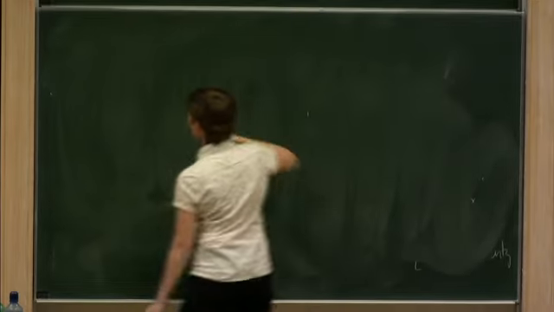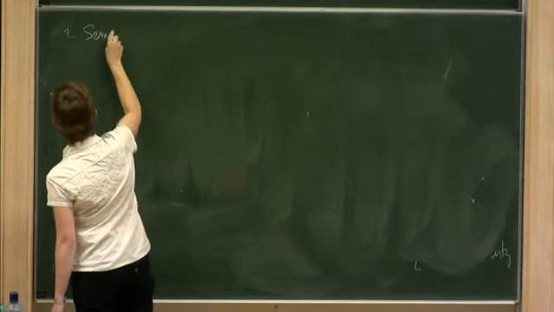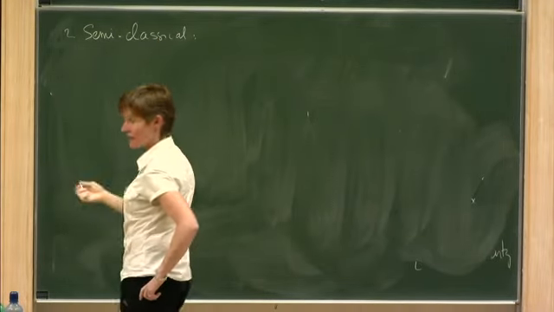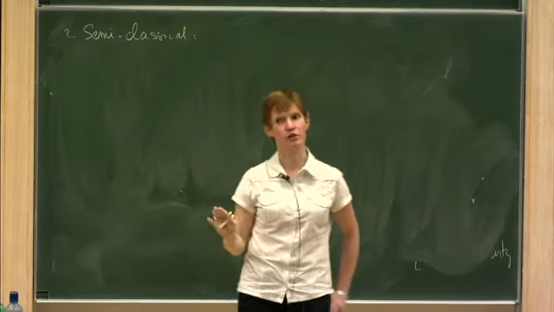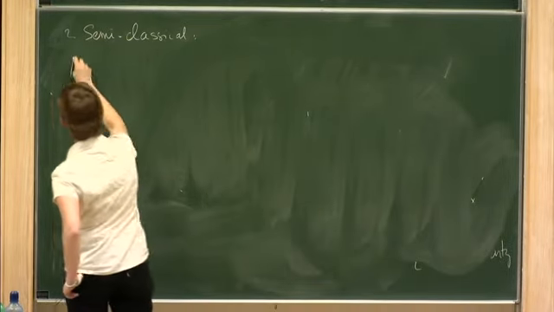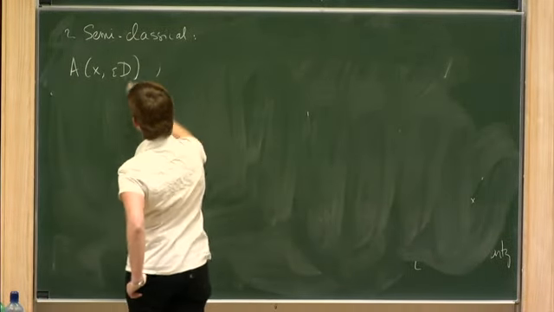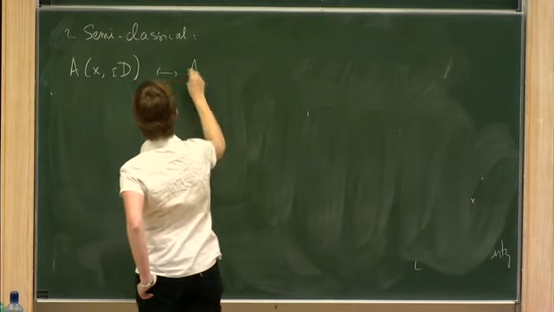So when you move on to the semi-classical setting, the only difference is that instead of having derivatives, I have epsilon derivatives. It's the only difference. So my operators look like this, with epsilons, but my symbols are the same.